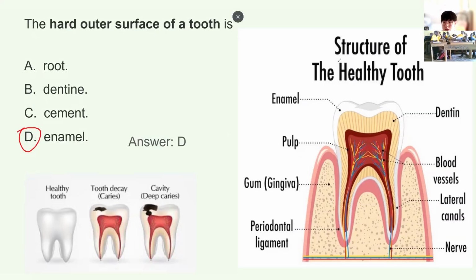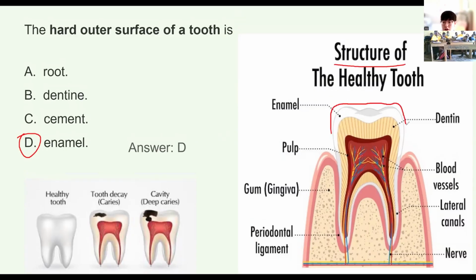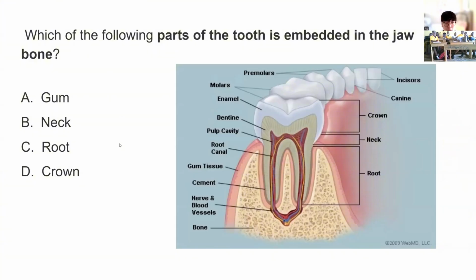And you can see from the structure of this tooth that this white surface is called the enamel. Sorry, this white part. And then what's below is called the dentin. So it's not the most outer surface. The most outer surface is the enamel. And then below there are other structures. Okay, let's look at this next structure question.